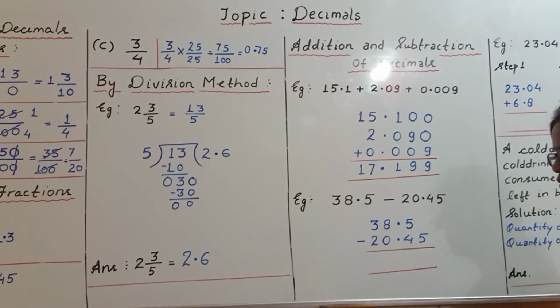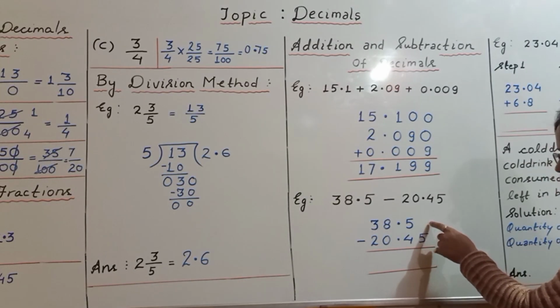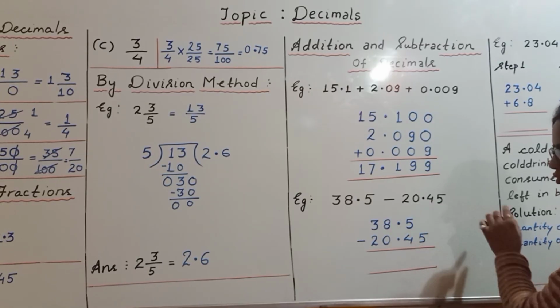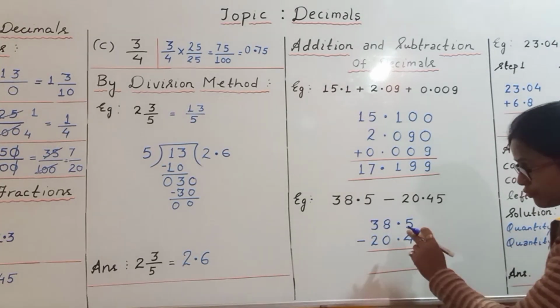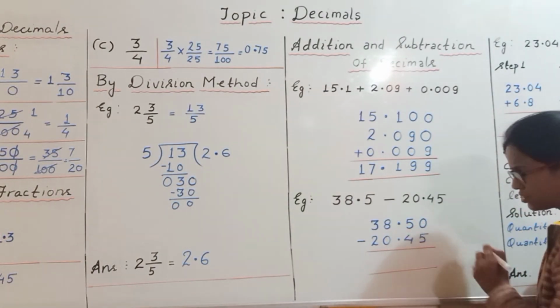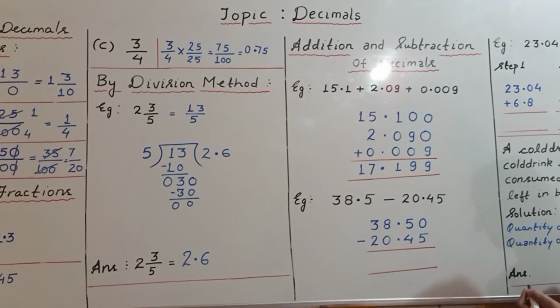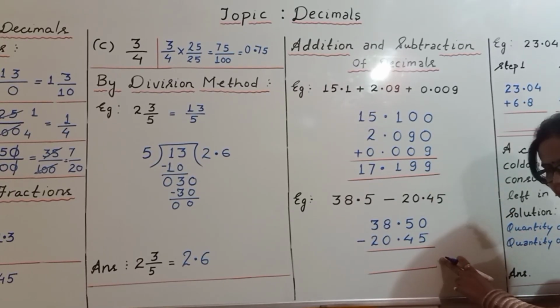Children, 38.5 minus 20.45. We have to subtract 20.45 from 38.5. 38.5 is the minuend, so we will write it first. Then we will write 20.45 below it. Now we have arranged them in columns. Now we have to make them like by putting 0 at the extreme right. Now they both are like. We can subtract them. As in addition, we have to start subtraction from the right hand side.